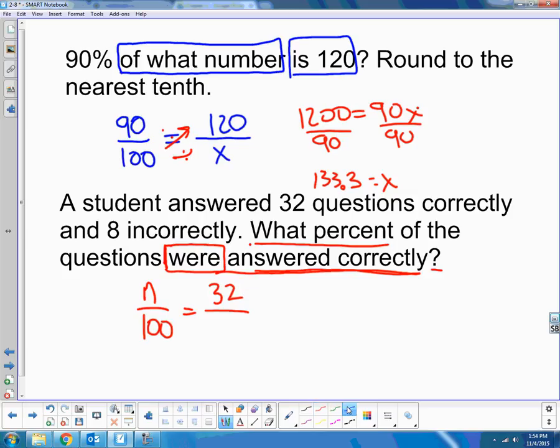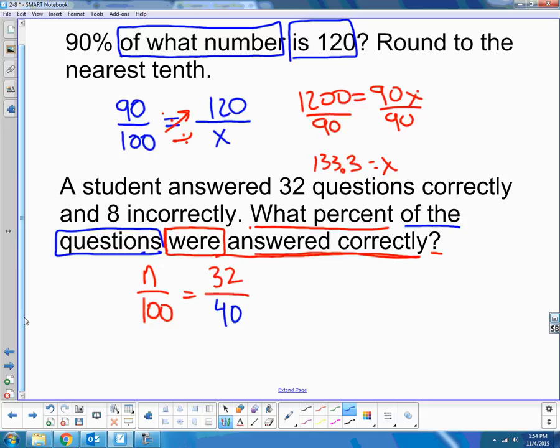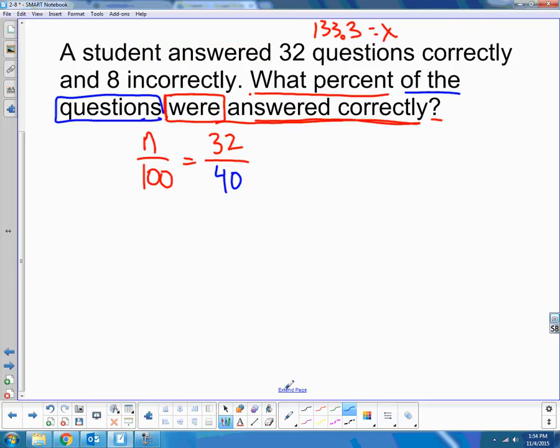Of the questions. And this is where we have to be careful again. The questions, there are 40 questions, not 32 questions. So what percent did they get correct? This is that part, and this is the whole thing. They got 32 is the part, 40 is the whole.